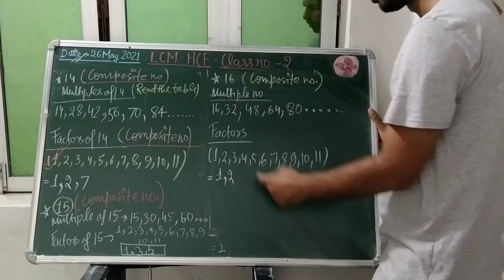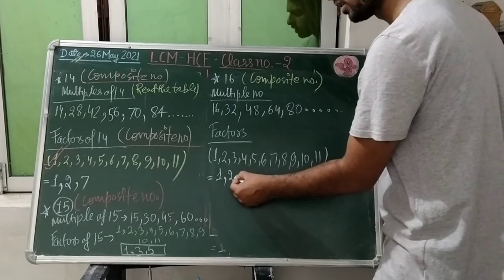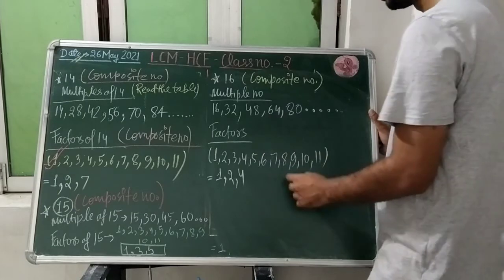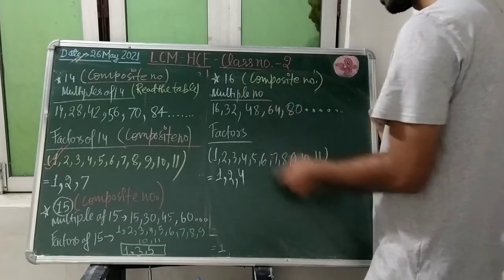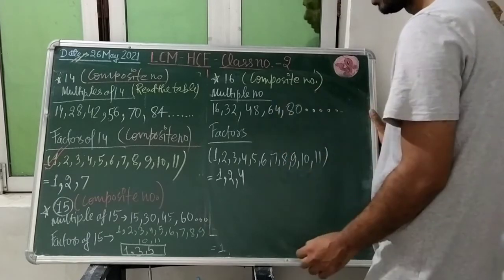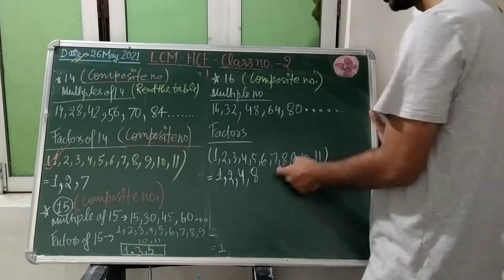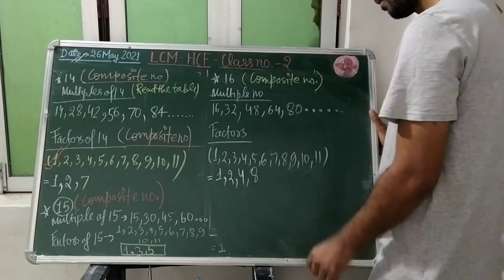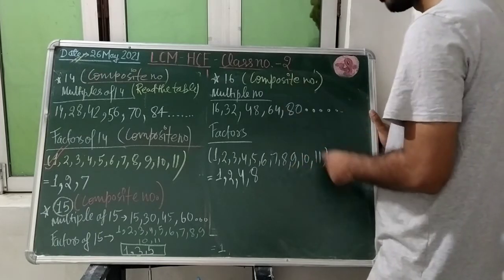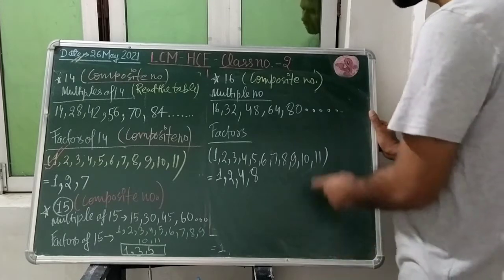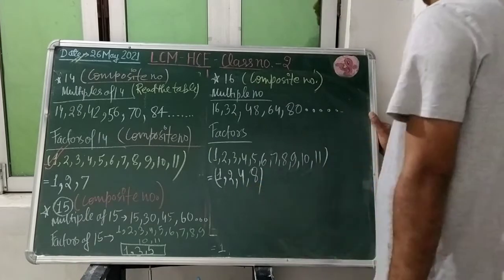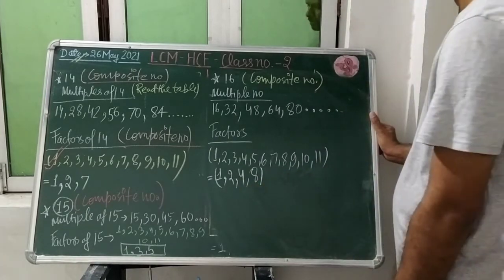Will 3 divide 16? No. Will 4 divide 16? Yes, 4 fours are 16, so 4 will be a factor of 16. Will 5 divide 16? No. 6? No. 7? No. Will 8 divide 16? Yes, 8 twos are 16, so 8 will be a factor of 16. 9? No. 10? No. 11? No. So for a composite number, this rule will be applicable. So 1, 2, 4, 8 will be the factors of 16.